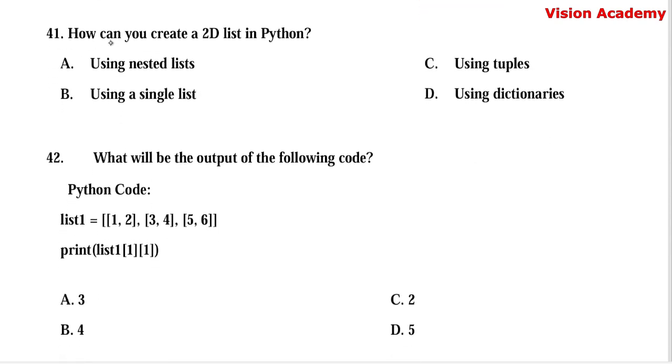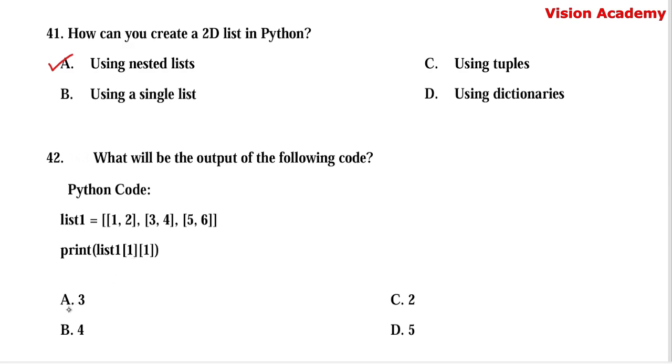Question number 41. How can you create a 2D list in Python? Option A, using nested lists. B, using a single list. C, using tuples. D, using dictionaries. Here option A, using nested lists, is the right answer. Question number 42. What will be the output of the following code? Python code: list1 = [[1, 2], [3, 4], [5, 6]], print(list1[1][1]).